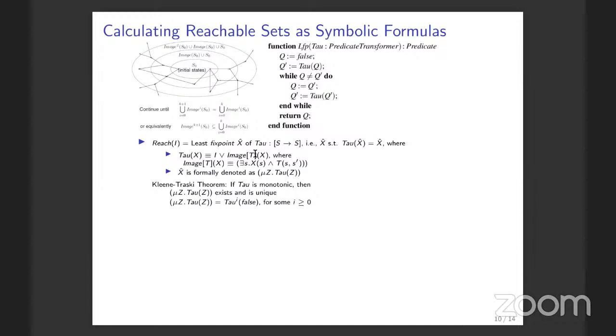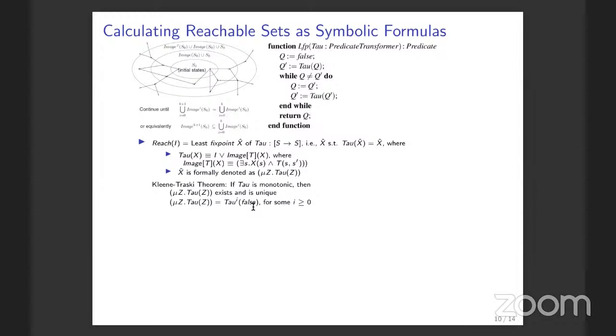The true fixed point is obtained by starting this infinite chain with true, which includes all the states. So you see the point I'm making? It all depends on what the starting set is of this infinite ascending chain.